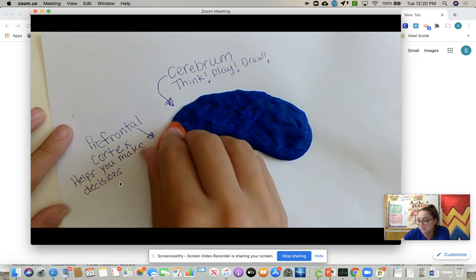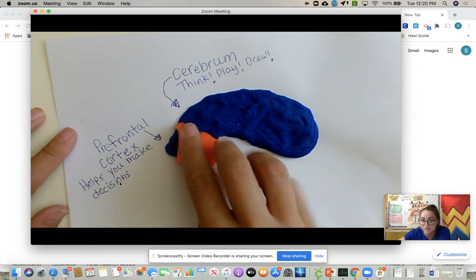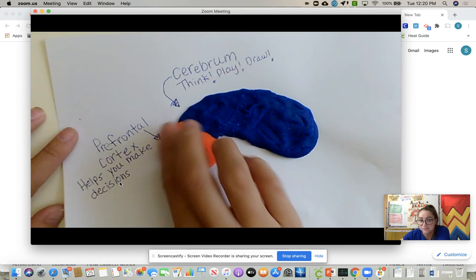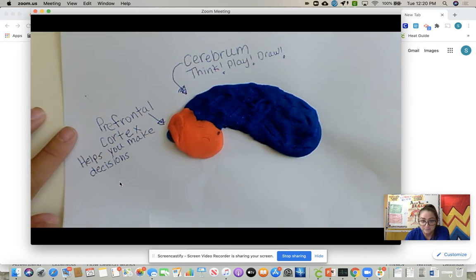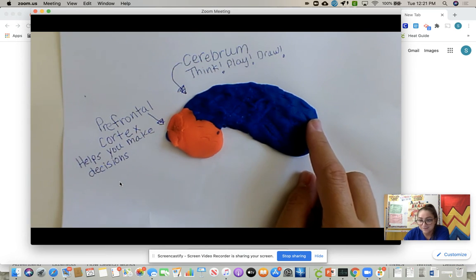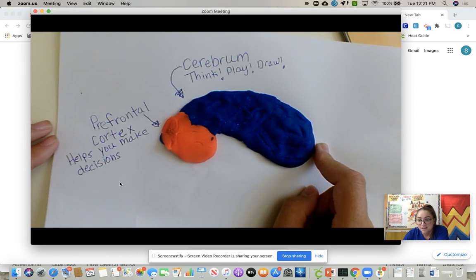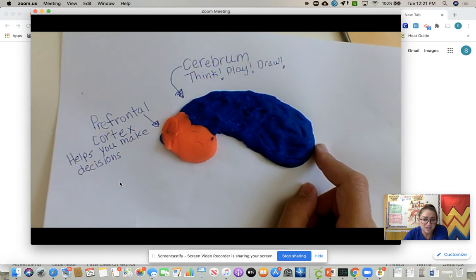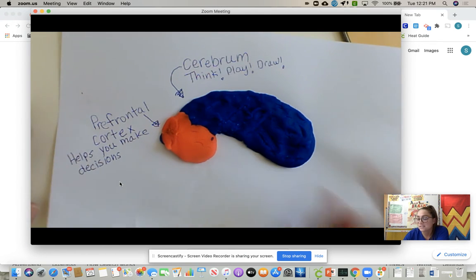Then they added the prefrontal cortex. I just placed it over the blue because it's in the front, and it helps make decisions. And I told them to put it somewhere safe, because it won't stick. It won't stay on the paper, and I just don't want it to get messed up. It doesn't need to dry. It doesn't really dry, but just keep it somewhere safe.